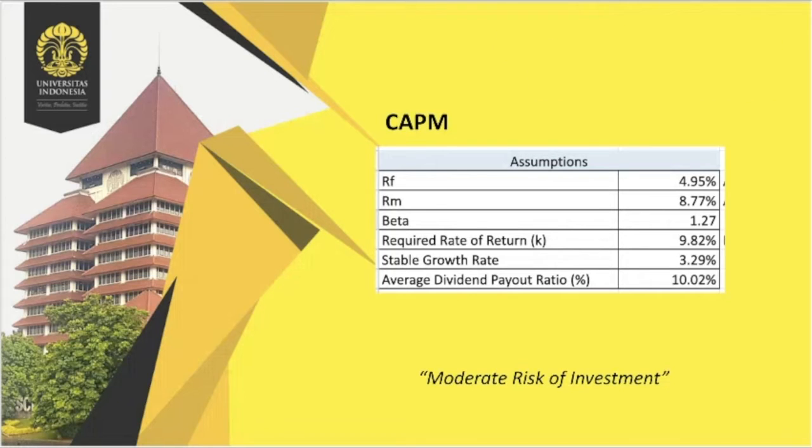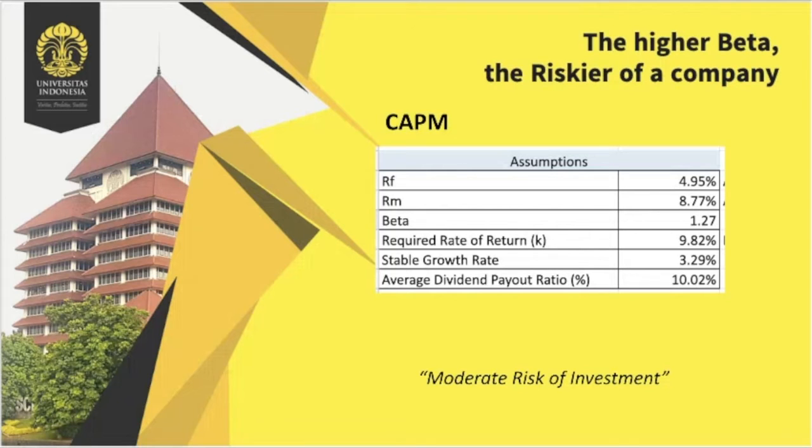Okay, the next CAPM component that we need to consider is beta. As we know, beta measures the systematic risk and the volatility of the company. In this calculation, we get the value of beta of 1.27, which indicates that the company is at moderate risk.